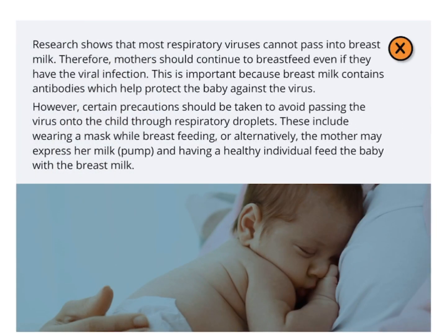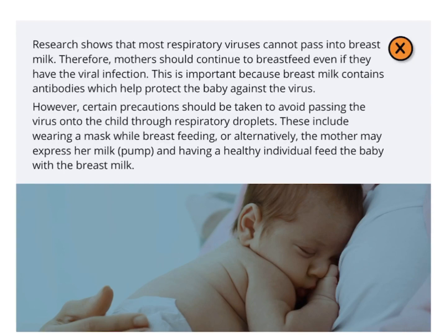Research shows that most respiratory viruses cannot pass into breast milk. Therefore, mothers should continue to breastfeed even if they have the viral infection. This is important because breast milk contains antibodies which help protect the baby against the virus. However, certain precautions should be taken to avoid passing the virus onto the child through respiratory droplets.